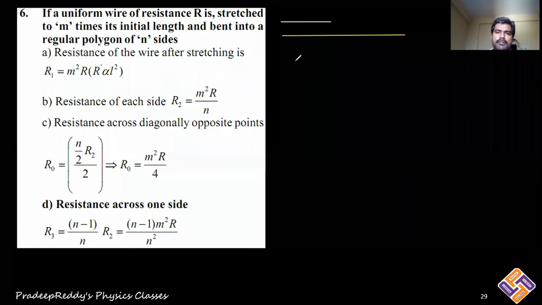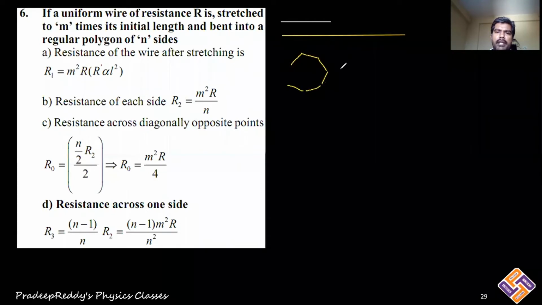Now, this is bent into a polygon of n sides like this. There can be n number of sides. Here n can be 3. If n is equal to 3, it becomes a triangle. If n is equal to 4, it becomes a rectangle or a rhombus. If n is equal to 6, then it becomes a hexagon. So there are n number of sides here. What is being given in the problem? As it is being bent into n sides, the resistance of the wire after stretching is R dash. You need to find the effective resistance here. I need to find R dash.